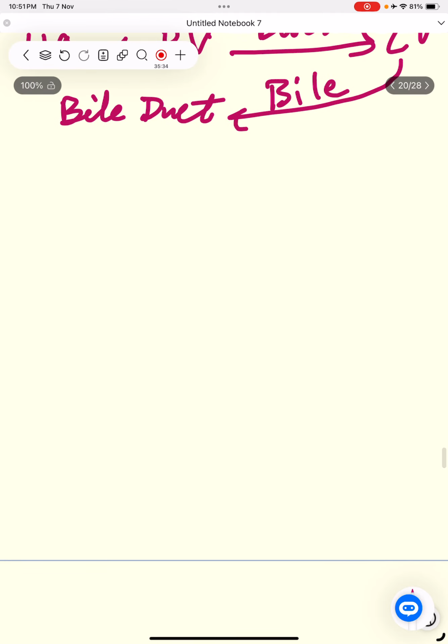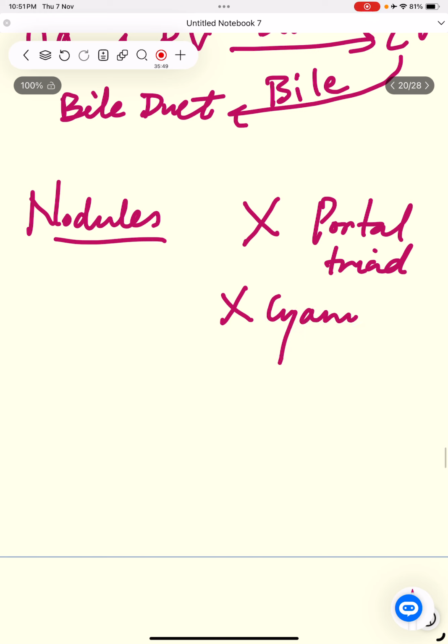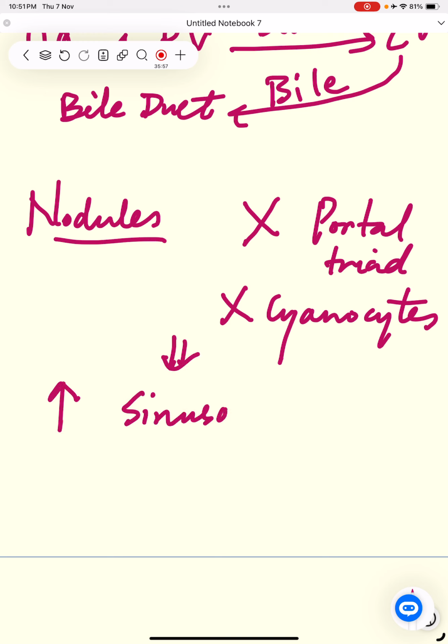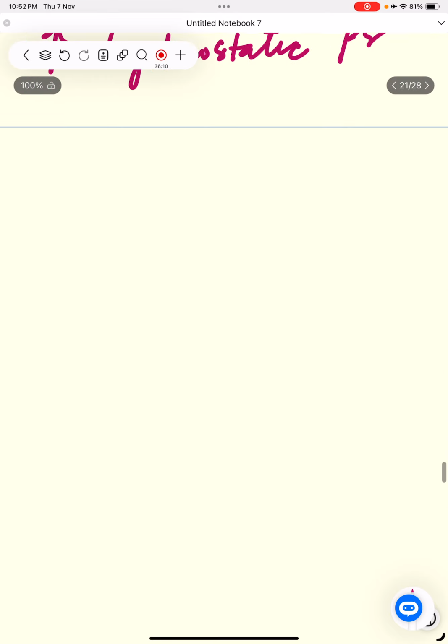Now what happens in the pathological state? The regenerating nodules which form, they have no portal triad, which is very important. So there is an absent portal triad, and there are no sinusoids. So what happens as a result of this? There is raised sinusoidal pressure and there is raised hydrostatic pressure. So that is what happens in the case of liver cirrhosis.